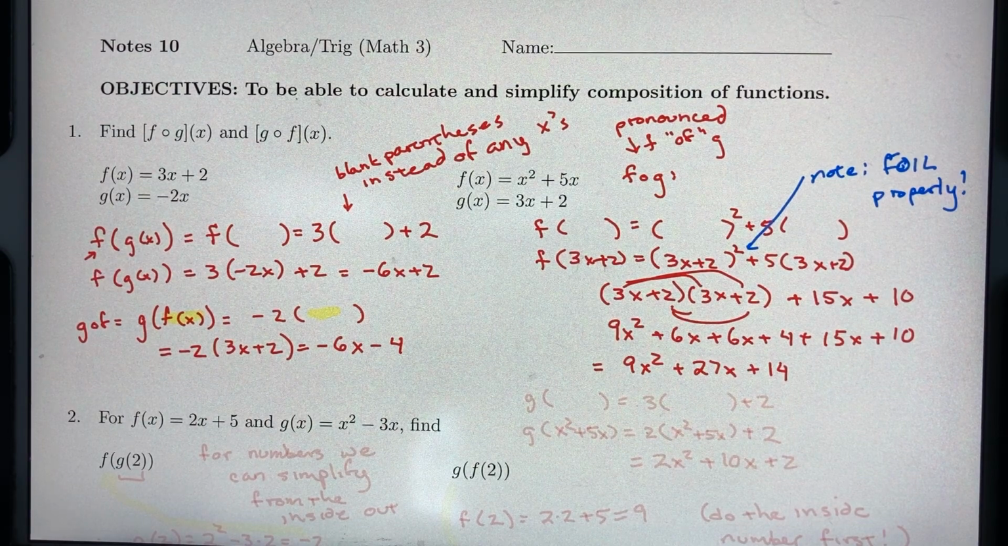For g of f, it's much easier. g of thing is 3 thing plus 2. So g of, and again, I'll write it twice. You don't need to write it twice, but I'll write it a second time just so you can see the process. I'm going to stuff f in.